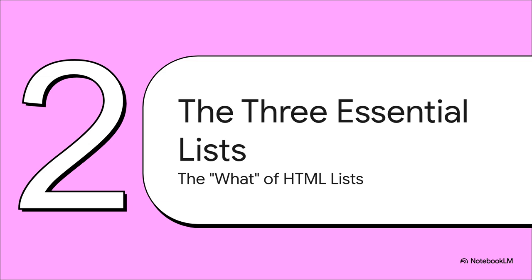All right, so we've got the why down. Now let's open up the developer's toolbox and look at the what. There are really 3 essential HTML lists, and honestly, knowing when to use each one is a core skill for anyone building stuff for the web.